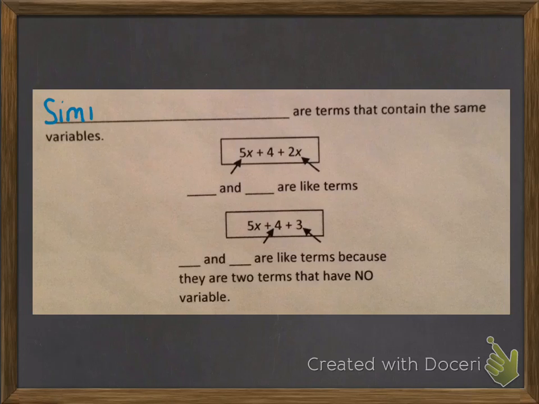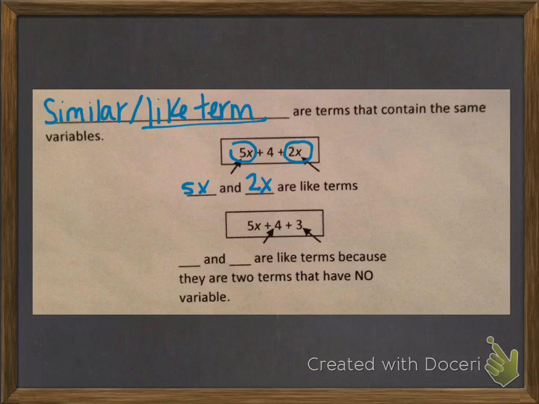Similar or like terms, you'll hear like terms more than similar, but we're going to use both. Like terms are terms that contain the same variables. So if we look here, 5x and 2x both have an x in it. So 5x and 2x are like terms. In the second one, 5x plus 4 plus 3, 4 and 3 are constants. They don't have a variable attached to it, but they're like terms because they don't have a variable attached to it. So 4 and 3 are like terms because they are two terms that have no variable.